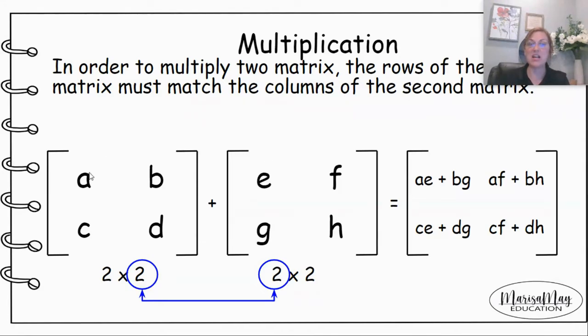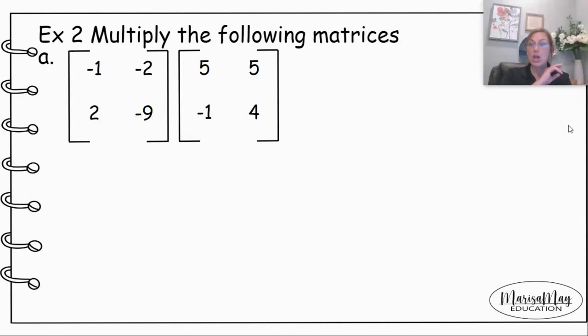That's what we did. We did row AB, so A times E, B times G, and we add them together to get that first element. Let's take a look at doing one like that. All right, I've got -2, -1, -2, 2, -9. I've got 5, 5, -1, 4. So we're going to multiply row -1, -2 times column 5 times -1.